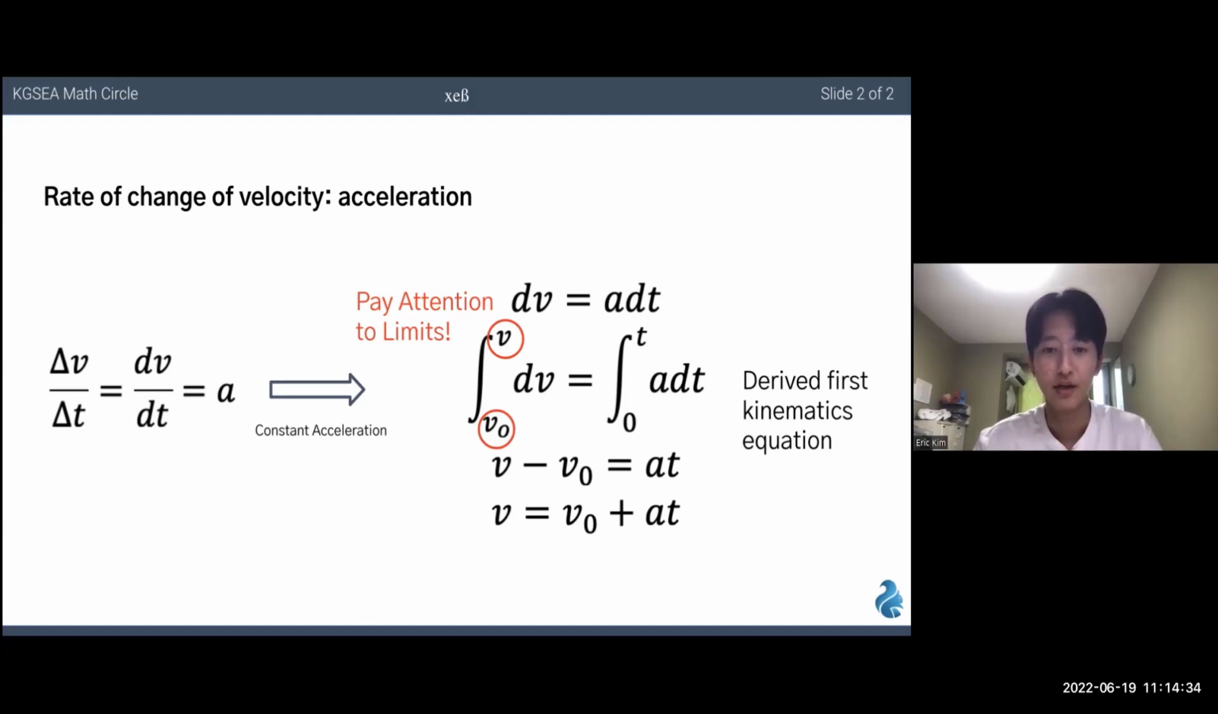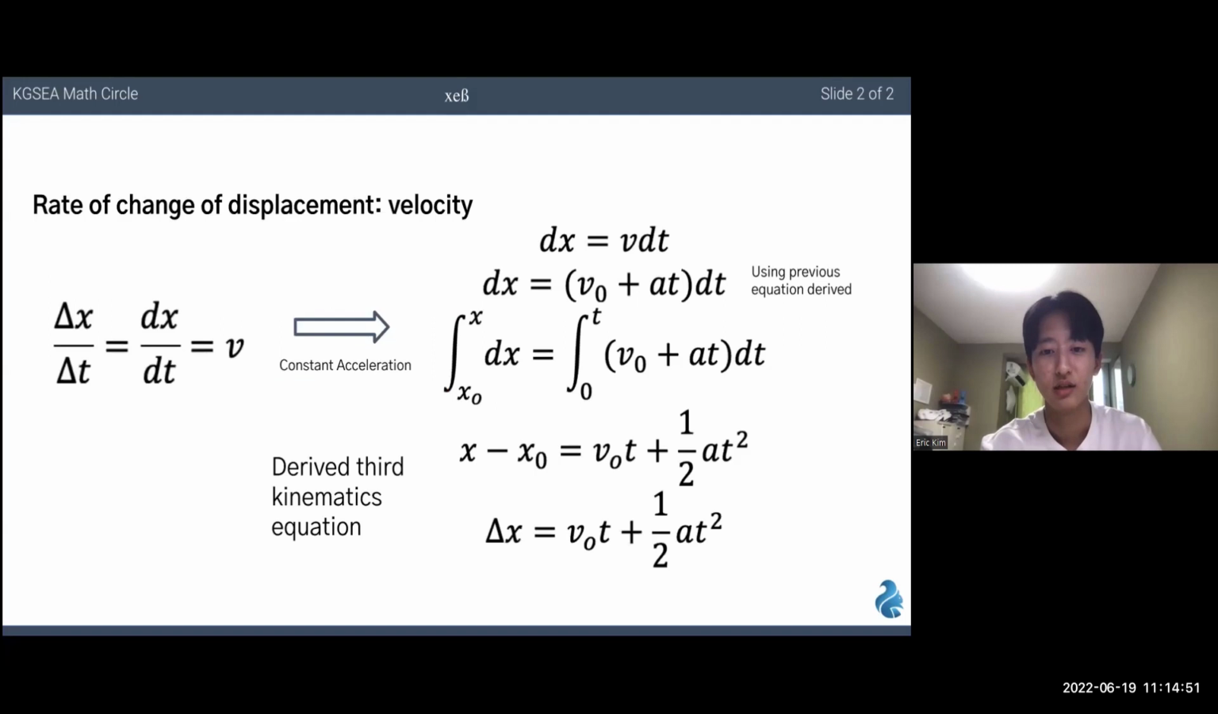Then we can integrate, making sure to pay attention to the upper and lower limits. Now, since we assume that acceleration is constant, the integral on the right hand side results in a times t. Then we get one of the kinematics equations we've seen before. We can do the same for velocity.